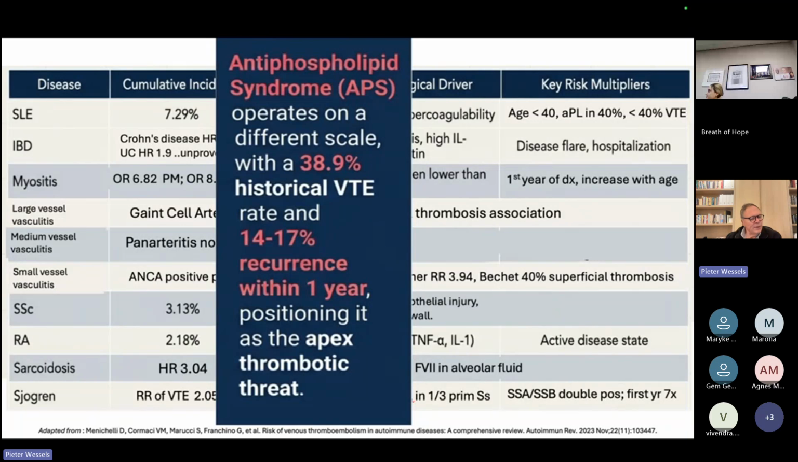So we're going to quickly say something about antiphospholipid syndrome, just because I've got a lot of respect for this disorder. It's a different scale. If you look at that cumulative incidence that I showed you there, none of them close to this. 39% historical VTE rate, 14 to 17% recurrent rate within a year.